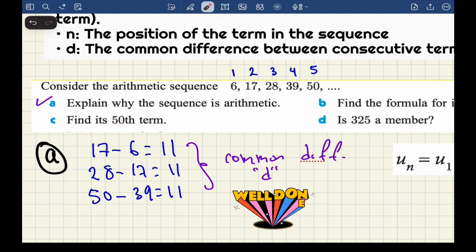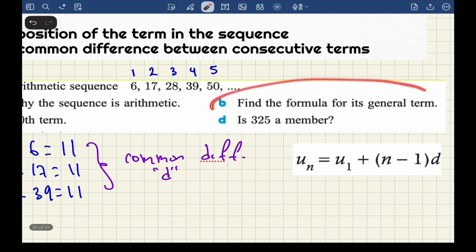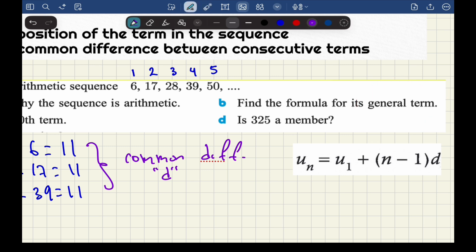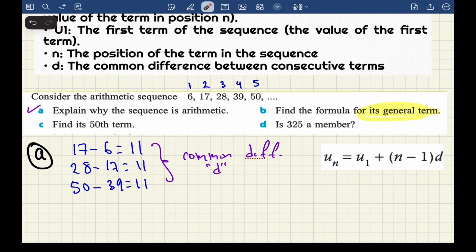Then B, find the formula for its general term. Some students got confused with this. General term, what is the meaning of general term? As you can see, we have a formula for any sequence, but we are going to find the formula for this specific situation and specific sequence.